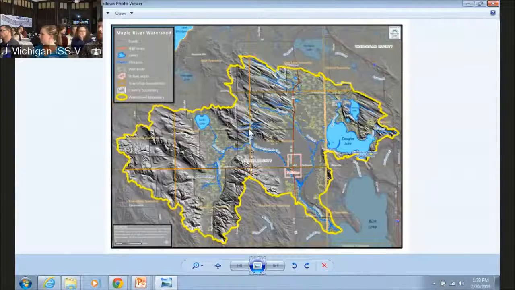Is that where their logs run down the Maple River? There were. There's still some big logs down in the holes that just got away from them.